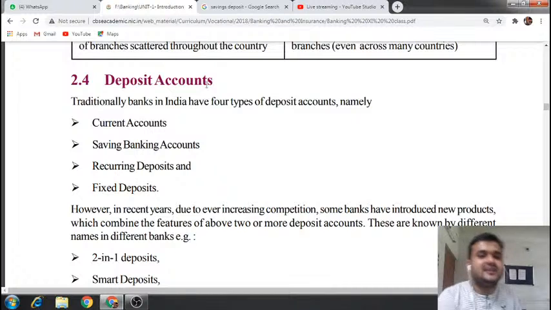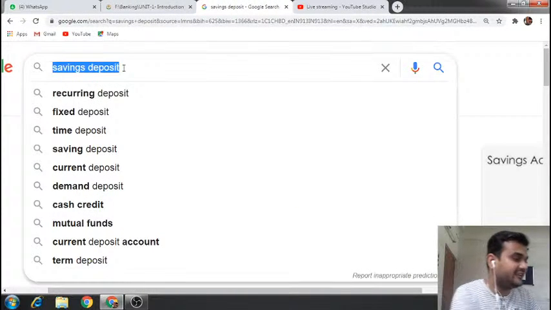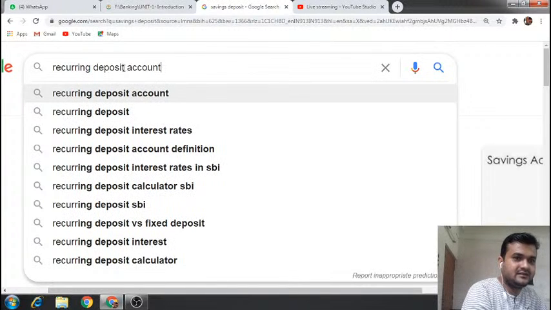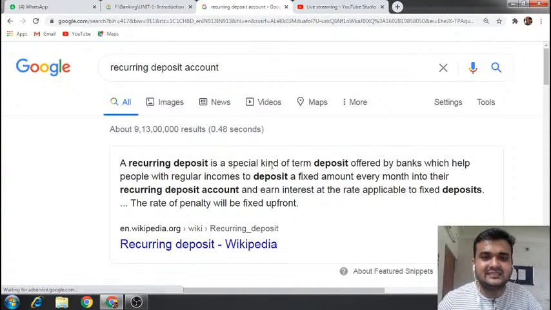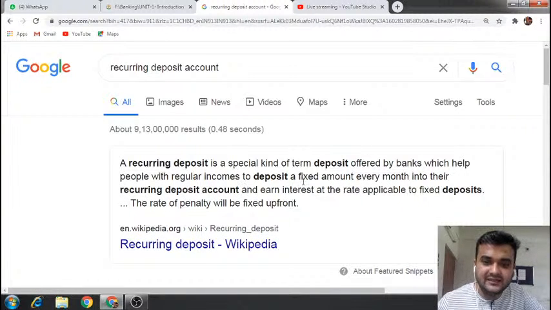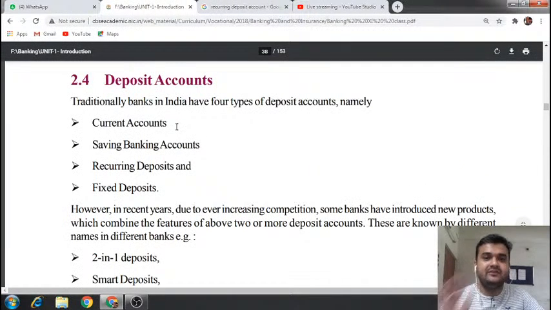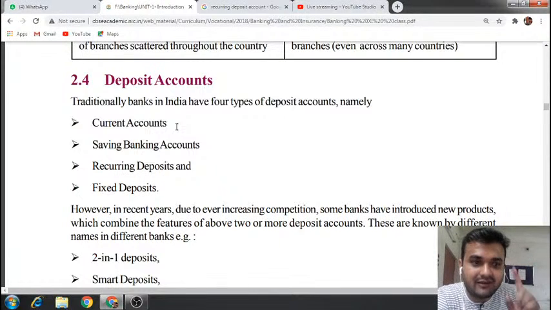Okay. Clear? Next is recurring deposit. Recurring deposits means you are depositing a fixed amount for a fixed interval. It's a special kind of term deposit offered by banks which helps people with regular incomes to deposit a fixed amount every month. What did I say? Read this point. Fixed amount every month into their recurring deposit account. Fixed amount, which means, for example, if you are depositing 500 rupees every month for 1 year. So for 12 months, first month 500, second month 500, third month 500, fourth month 500. So every month you are depositing 500 rupees.